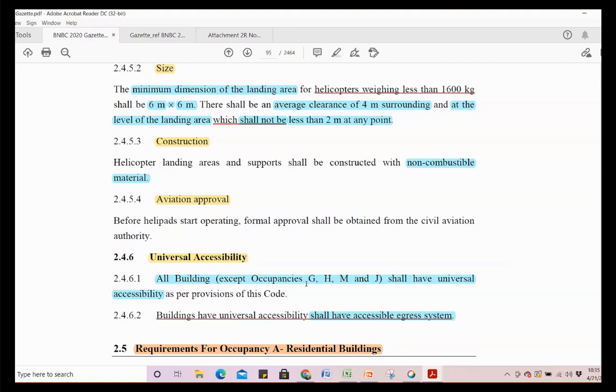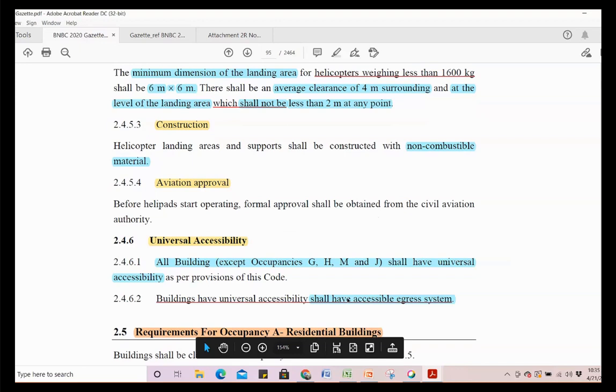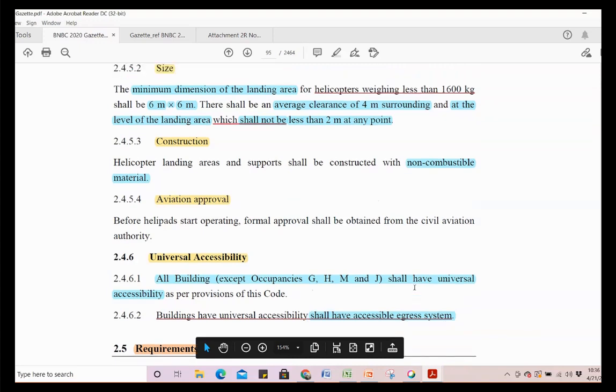Where universal accessibility is a mandatory issue, there we must follow the second guideline as well. That is that we must have an accessible egress system. So in case of emergency, there will be provision for people with incapability or disability or different types of ability to egress through the system properly and safely. So this is very important: at least 9 occupancies will have universal accessibility.